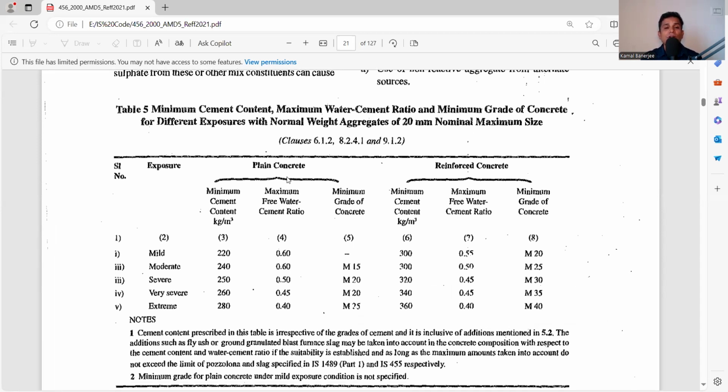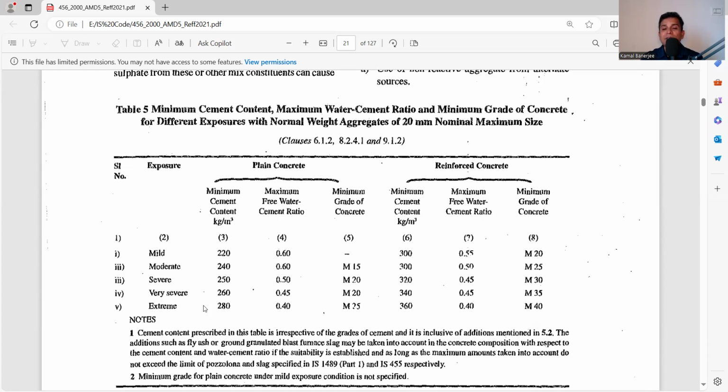Here it is saying plain concrete, if we are doing PCC, and this is RCC. Suppose my structure belongs to severe condition. So what will happen? For my RCC in the severe condition, the concrete is minimum M30, maximum water cement ratio 0.45, and minimum cement content is 320. So we need to choose this whenever we are preparing the mix design. This criteria has to be satisfied whenever we are doing concrete in severe condition.